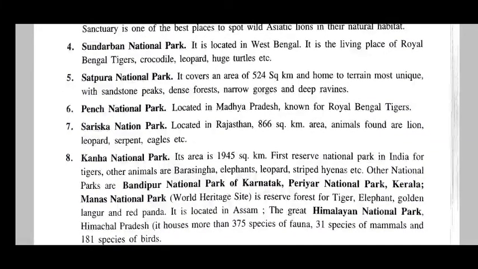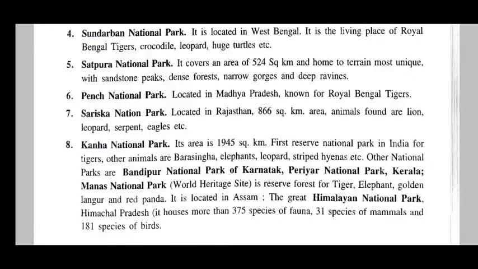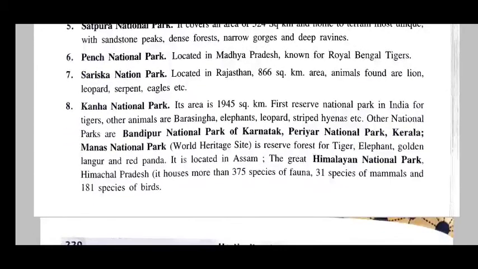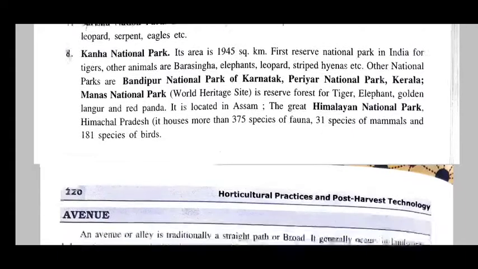And Satpura National Park, also for tigers, I think. It covers an area of 524 square kilometers of unique terrain: stone, dense forest, narrow gorges, deep ravines. Then Pench National Park, located in MP, also famous for Bengal tigers. And Sariska National Park in Rajasthan is famous for lion, leopard and some other animals.